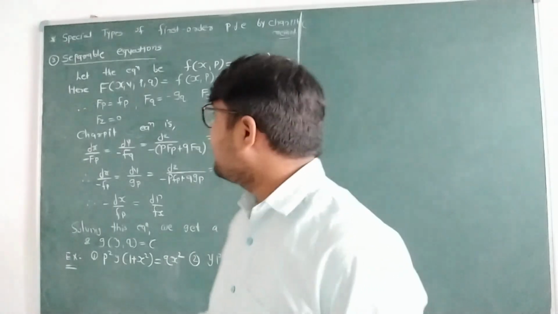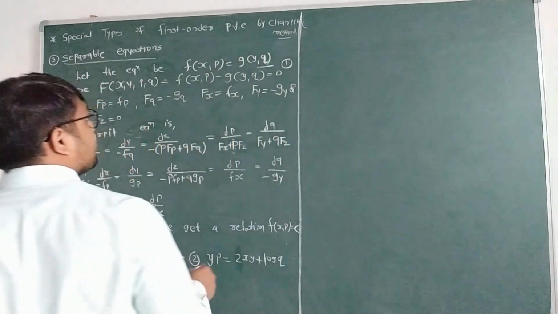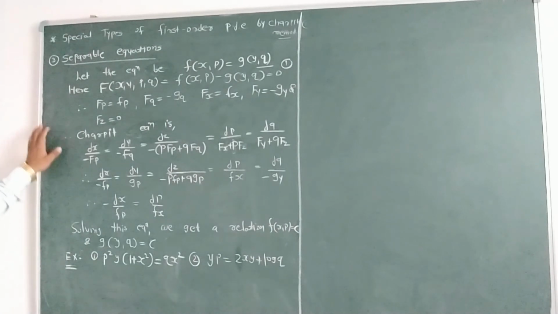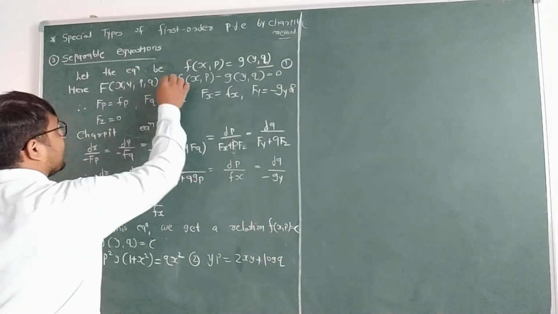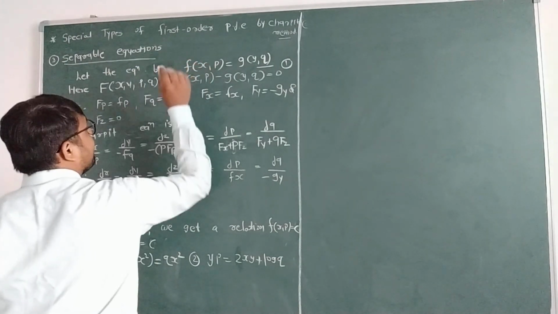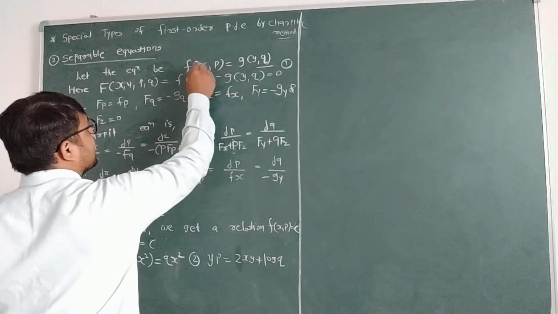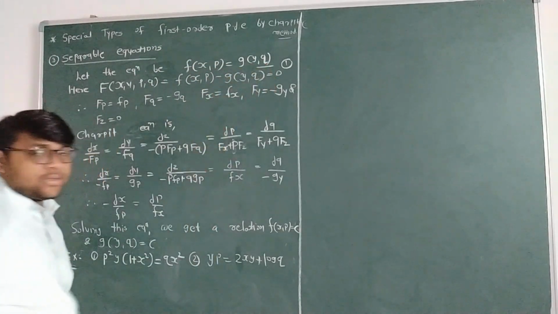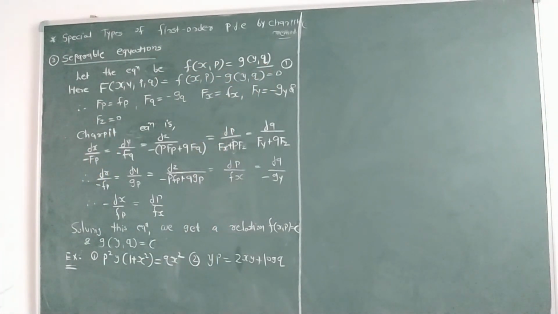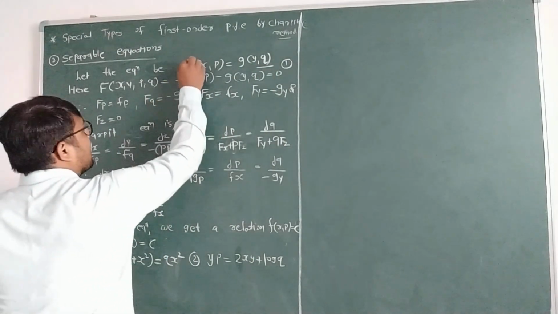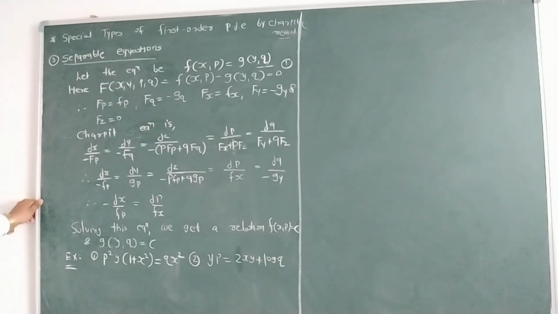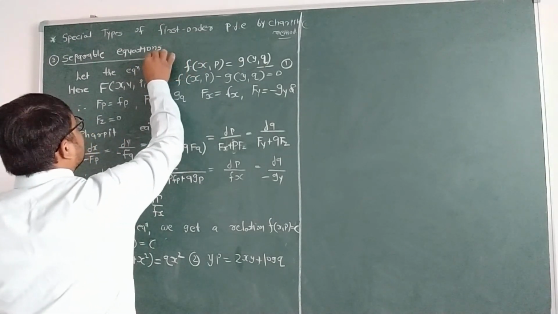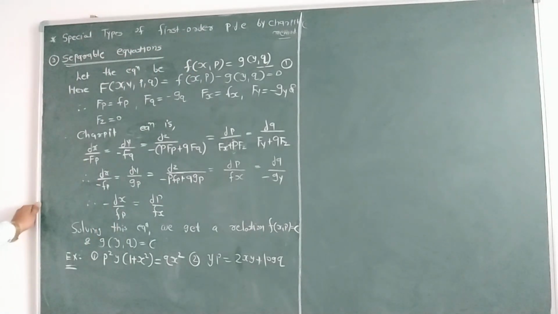So the third special type of first order Charpit method is the separable equation. So in a separable equation, the equation can be converted to this form: f of x, p, that is a function of x and p, is equal to a function of y and q. That is, a first order given PDE can be converted in this form. So ultimately in a separable equation, the dependent variable is absent. That is, z is absent here.